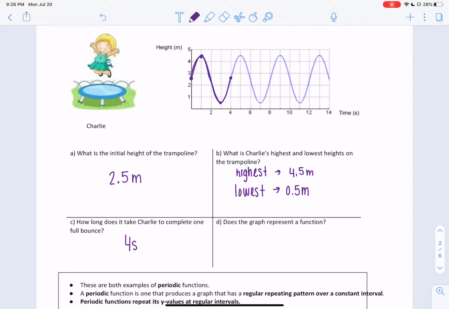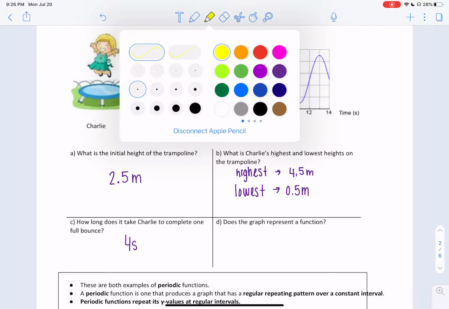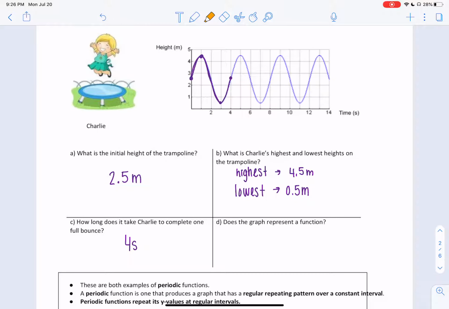Now, our last question, does this graph represent a function? If we think back to Unit 1, we're going to look at our vertical line test. If I draw a vertical line anywhere on here, it will never hit the graph twice. So I can say, yes, it passes the vertical line test.